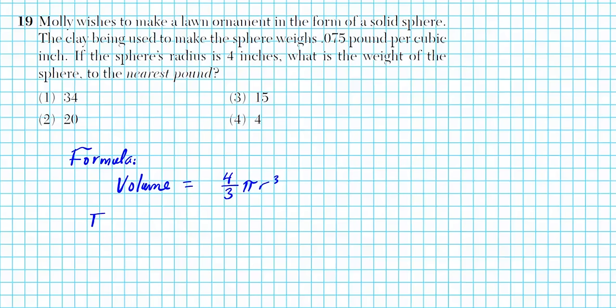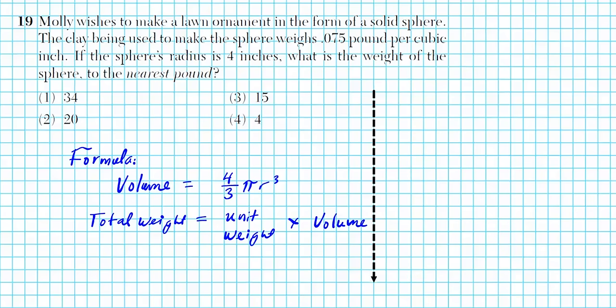And then the total weight formula: total weight is the unit weight per cubic inch multiplied by the volume. So you're scaling the volume using your unit weight, okay? We're going to start by computing the volume of the sphere, and then we will apply the total weight factor to scale it up to the actual size. So volume is 4/3 pi r cubed as indicated earlier. The volume is only dependent on the radius.